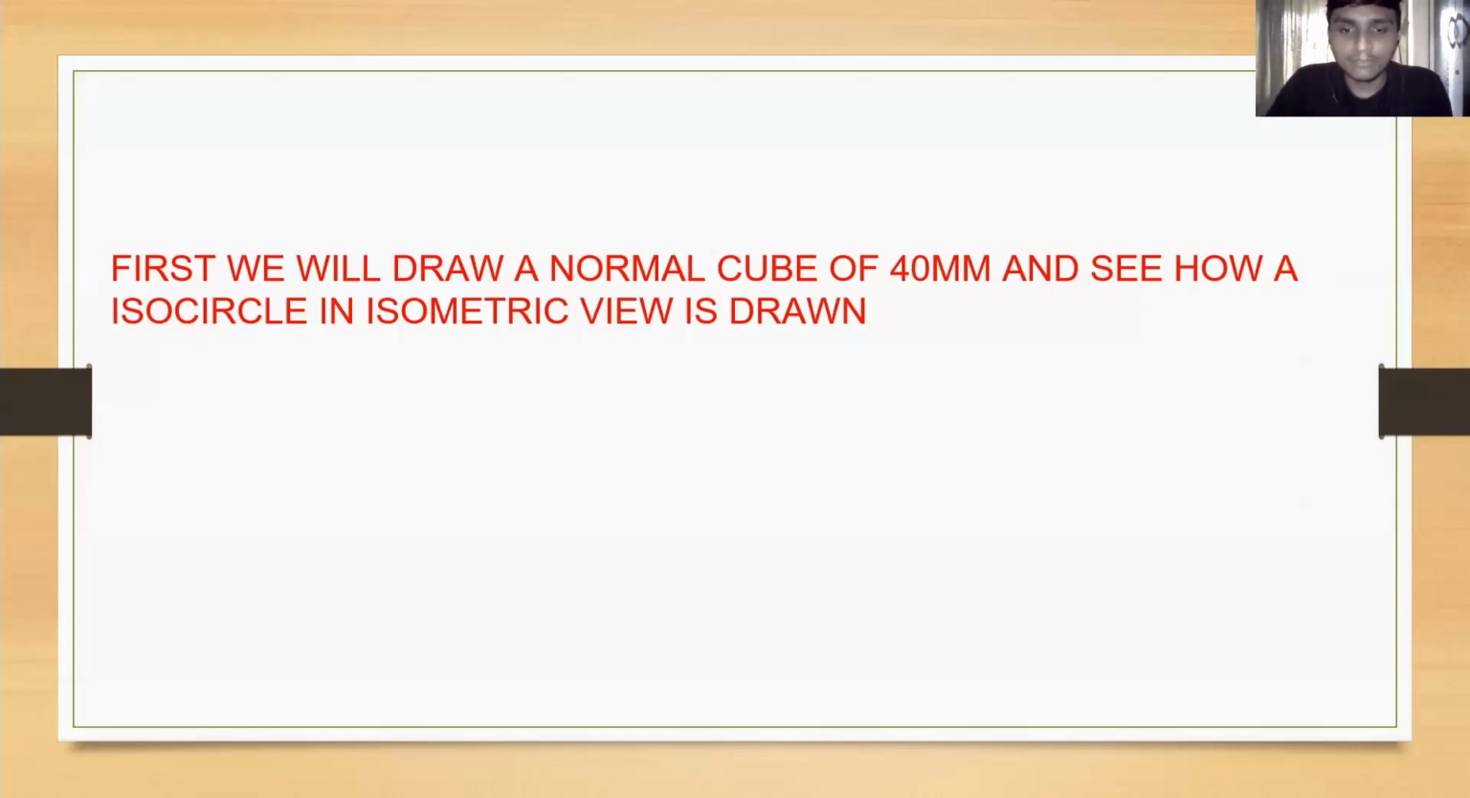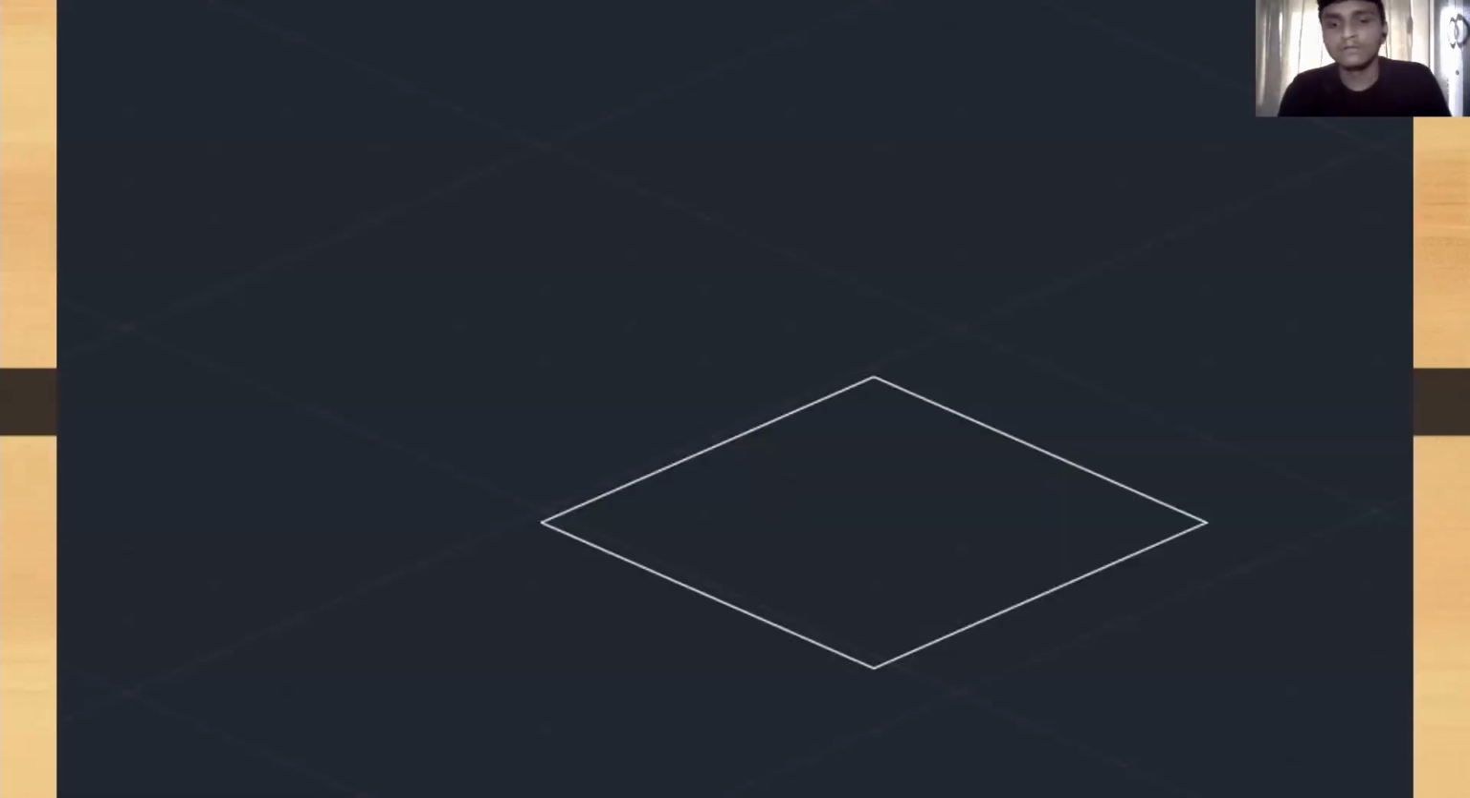Firstly, we will make a simple cube of 40 mm and see how an isocircle is drawn. First, we will select the top view and make a 40 mm base using the line command, which is L enter, and just drag it in the direction we want to make the line and type 40 and then enter. We will get a 40 mm line. While doing so, make sure that the ortho mode is on. It will help you to draw a straight line.